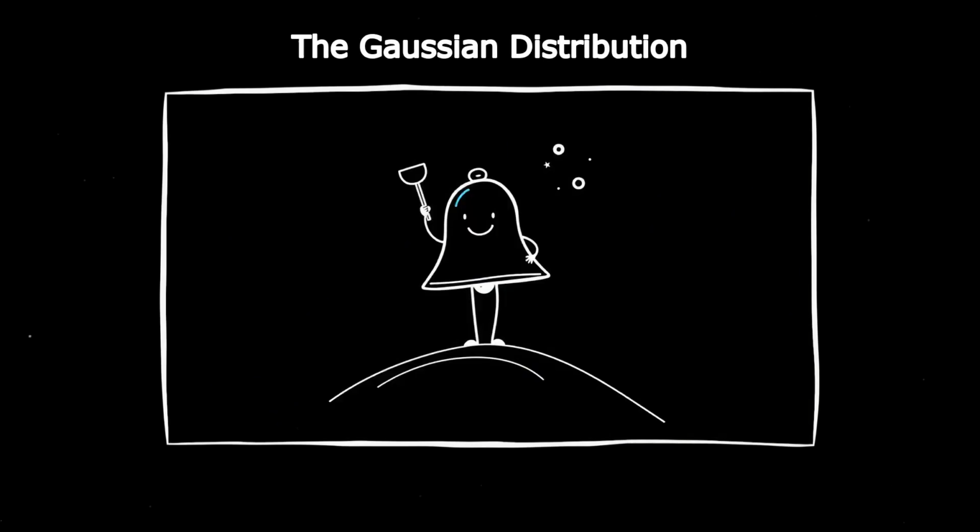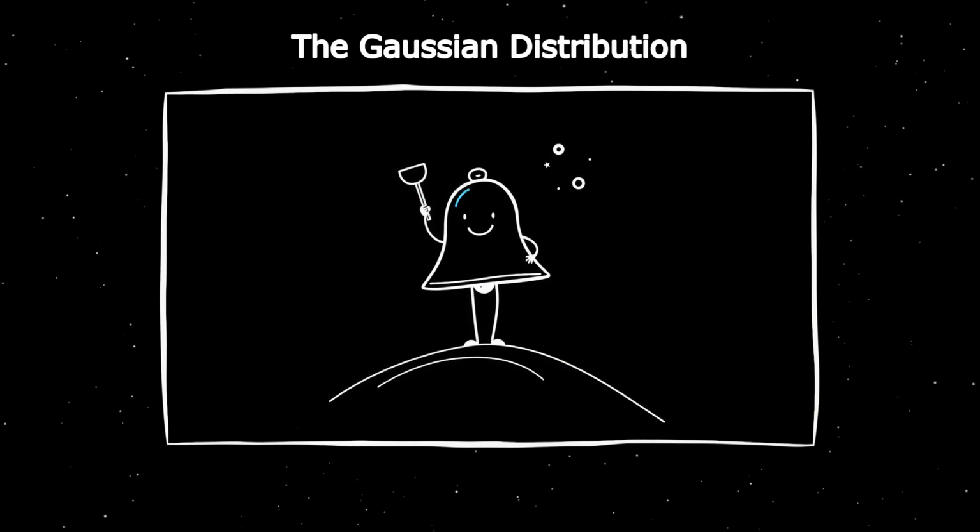The Gaussian distribution, often referred to as the bell curve, is one of the most significant concepts in statistics and probability theory. This distribution plays a crucial role in various fields, including psychology, finance, biology, and more. Its characteristics and implications are profound, shaping our understanding of randomness and variation in the world around us.